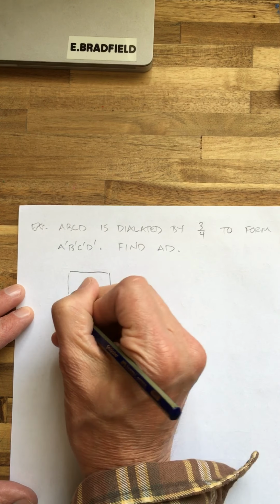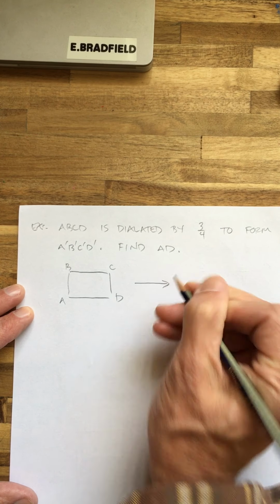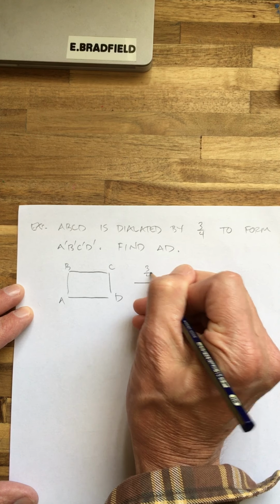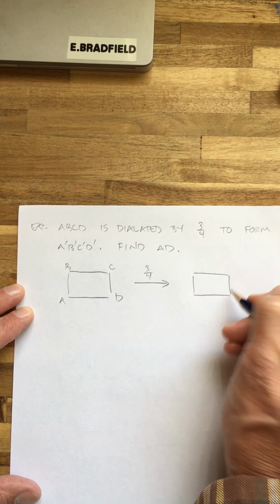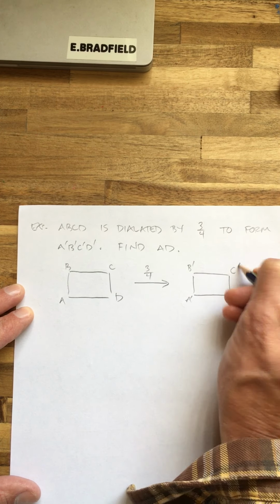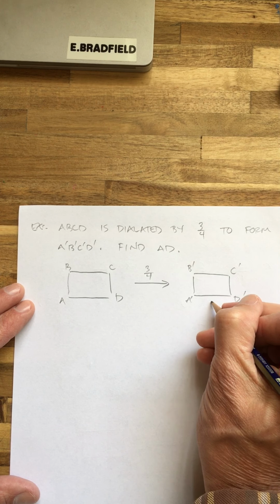Here's A, B, C, D, and this is going to multiply. ABCD is dilated by 3/4. So I'm just going to put this here so you could see it, and it forms the new one, A prime, B prime, C prime, D prime. And I'm telling you right off the bat that this side right here is 21.